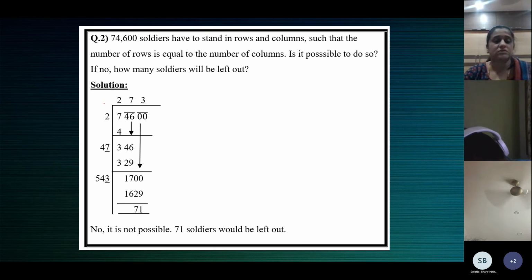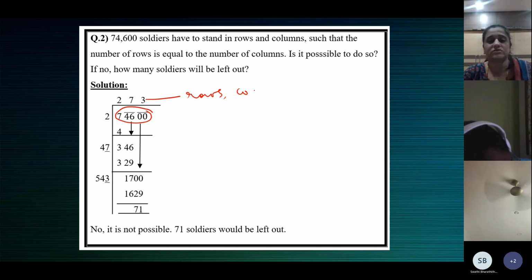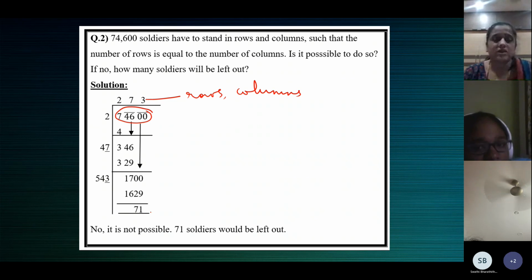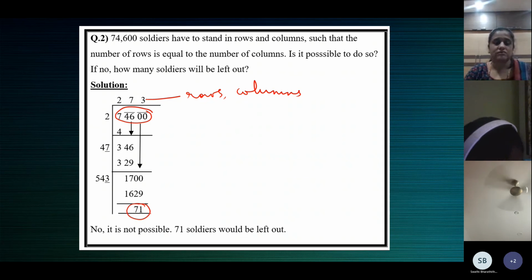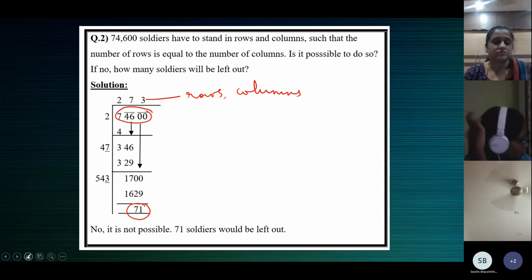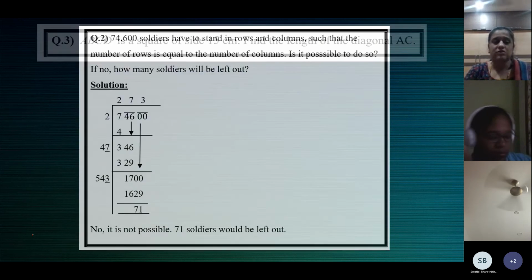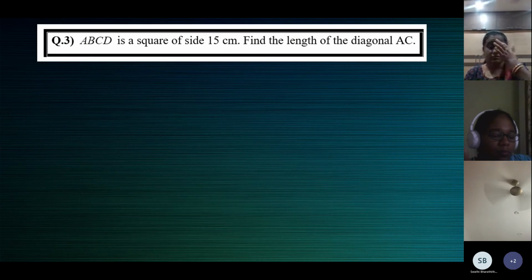74,600 soldiers will be arranged in 273 rows and 273 columns. Equal number of rows and columns. And 71 soldiers will be left out. All right. Write the next question.